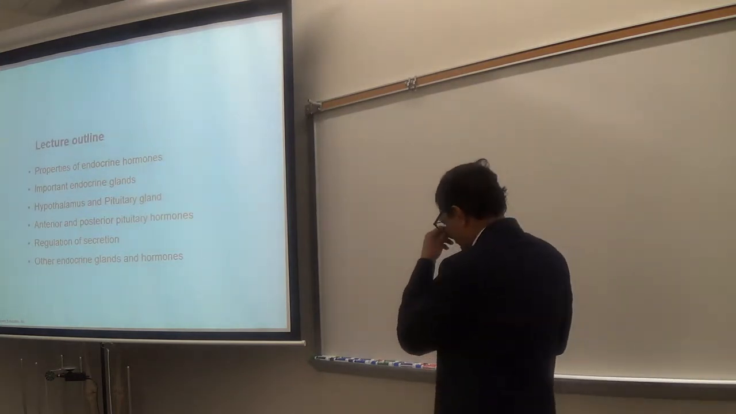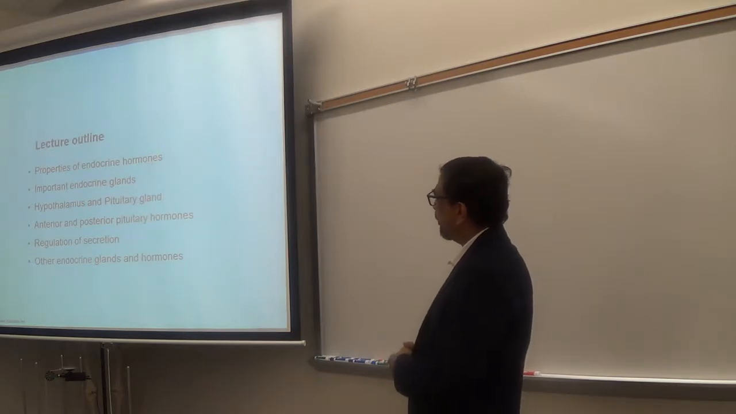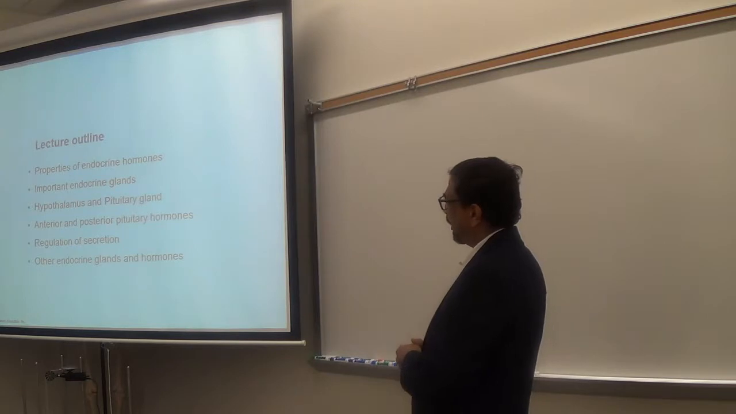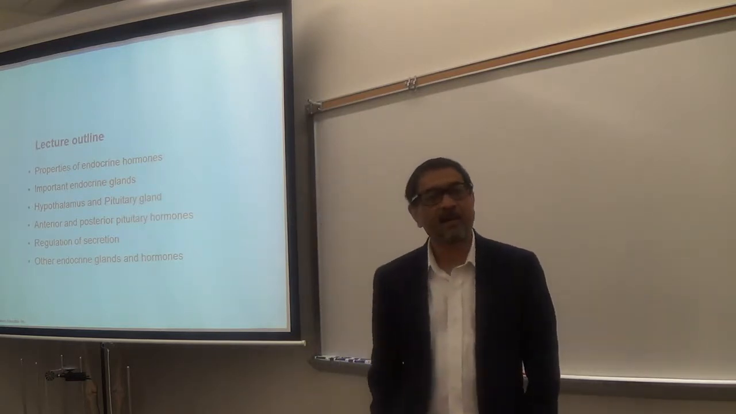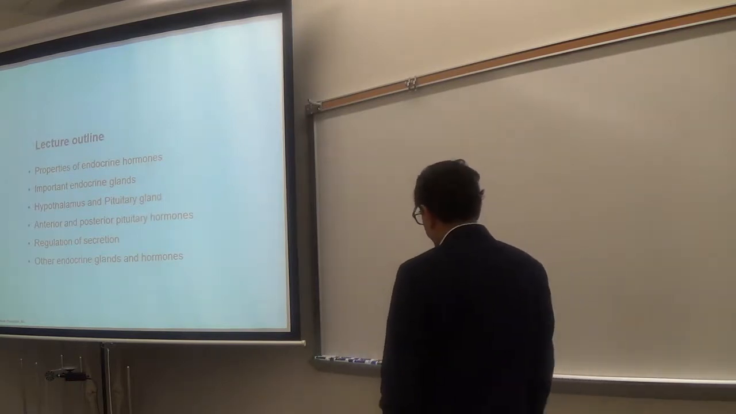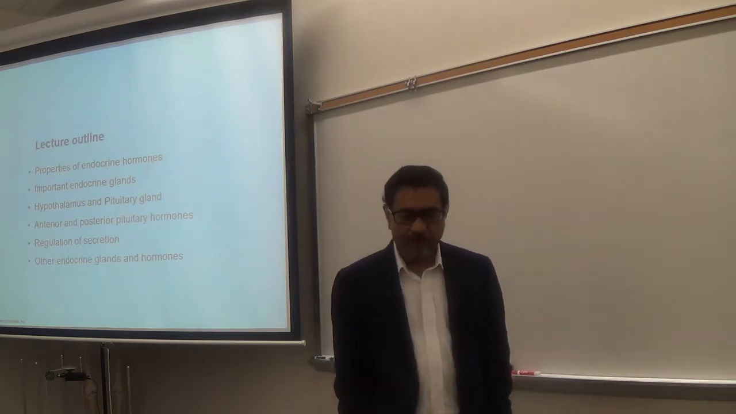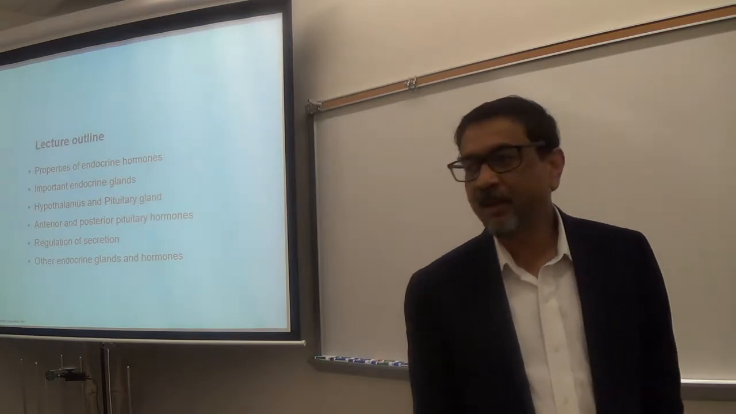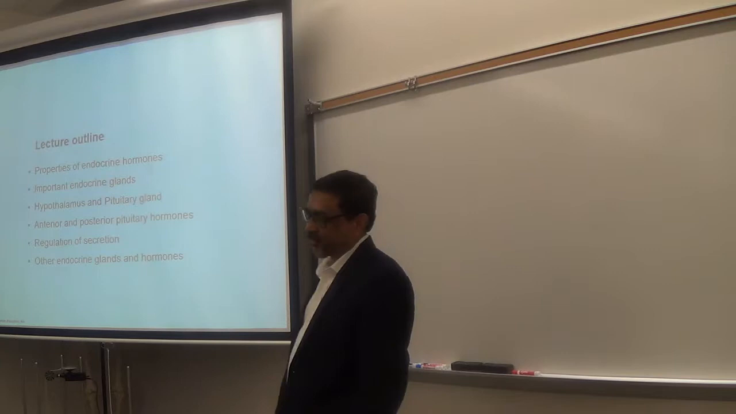So first we'll talk about the properties of endocrine system, then we'll see the location of important endocrine glands in your body, then we'll talk about the hypothalamus and the pituitary gland. Hypothalamus is a part of your brain, you know that, and it controls the pituitary secretion.